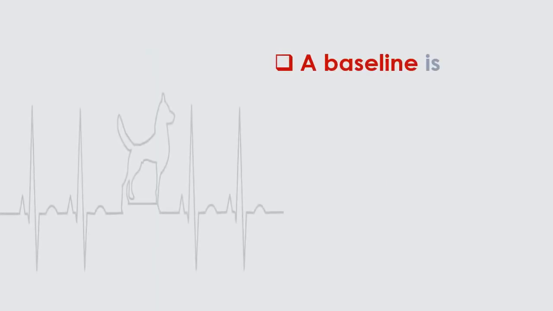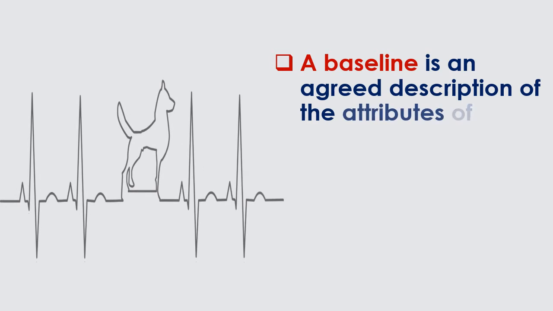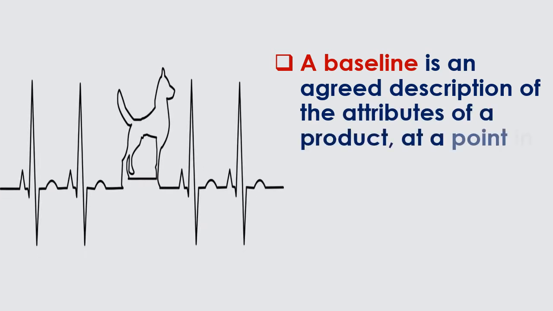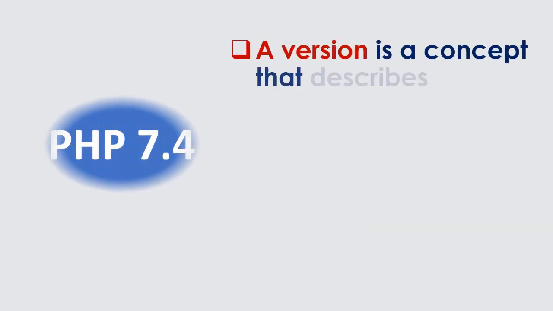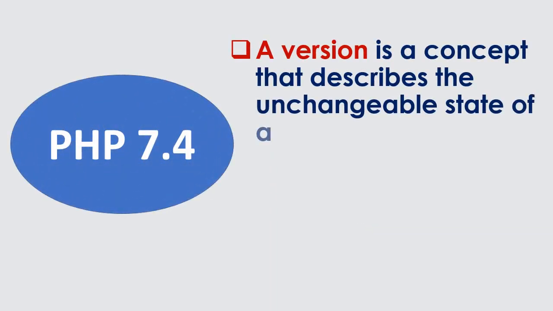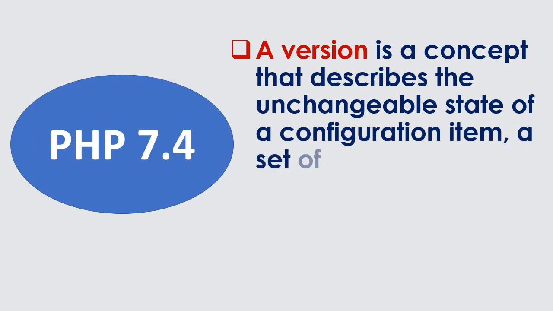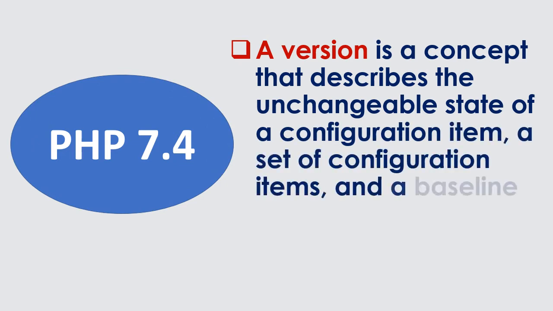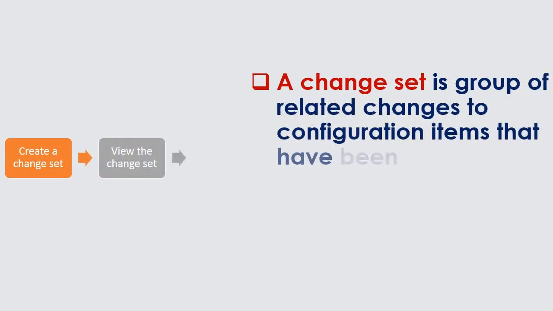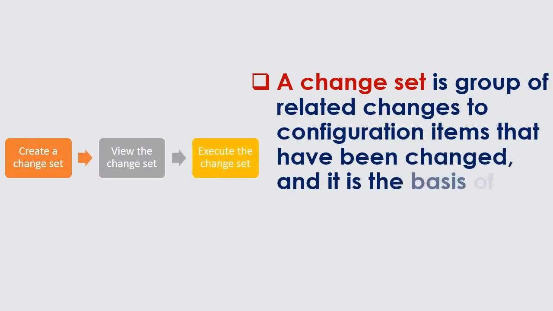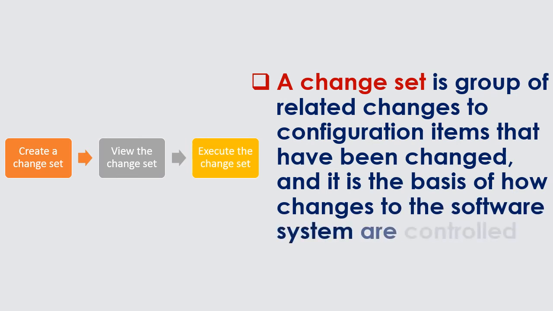A baseline is an agreed description of the attributes of a product, at a point in time, which serves as a basis for defining change. A version is a concept that describes the unchangeable state of a configuration item, a set of configuration items, and a baseline. A change set is a group of related changes to configuration items that have been changed, and it is the basis of how changes to the software system are controlled.